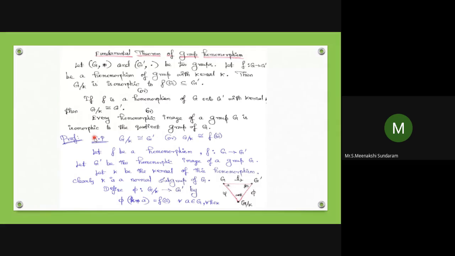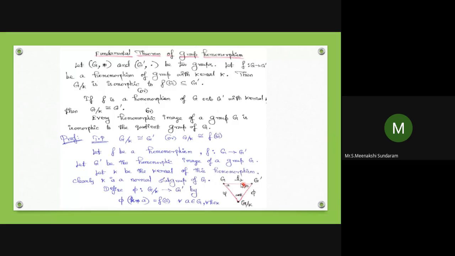Okay. How to prove this one? First, we need to show that G over K is isomorphic to G dash, or G over K is isomorphic to F of G. The elements in G dash are mapped, the mapped elements are the function of G, that is F of G. I am using the triangle method. That is the easiest way, the easiest way to understand the concept.